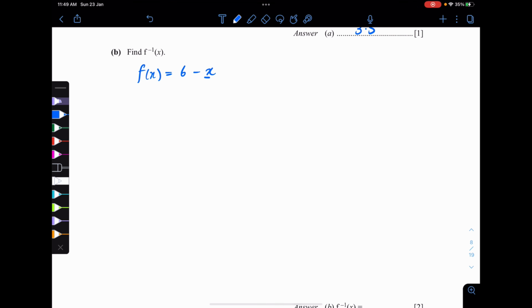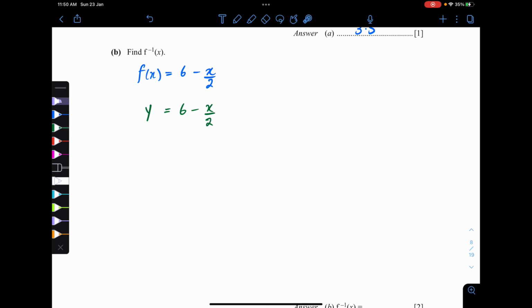6 minus x over 2. The first step is going to be replacing y with f of x. So y is equal to 6 minus x over 2. Now, there is a very important thing to notice over here: since we do not have a single fraction on the left hand side, it's not okay to cross multiply right now.